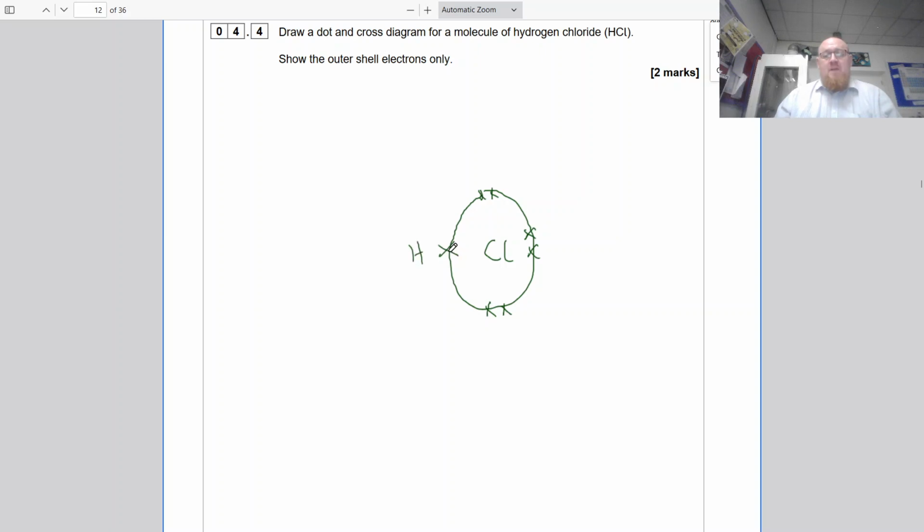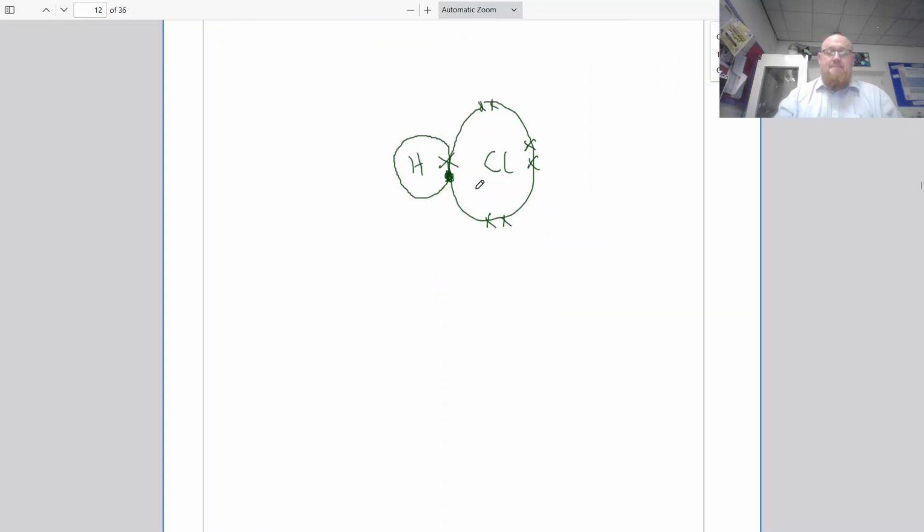So hydrogen happens to have 1 electron, and hydrogen is a lot smaller than chlorine. So hydrogen only has that inner shell, so it actually only needs one extra electron to get a full outer shell. So the extra electron is here, so that's our dot. And this one here is our cross. So we can see hydrogen has its 2 outer electrons now, one of which it shares with chlorine, so that's 1 and 2. And then chlorine has its 8 outer electrons, one of which it shares with hydrogen. So that's 1, 2, 3, 4, 5, 6, 7, 8.